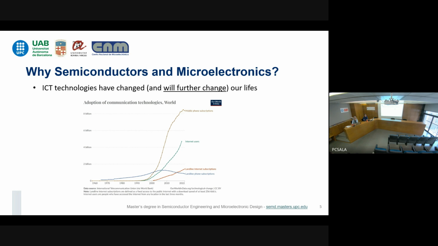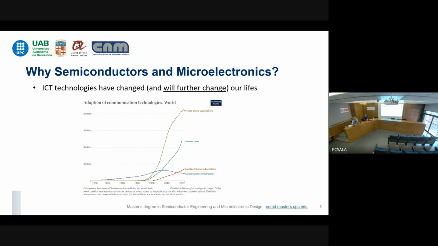This is a reality. ICT technologies are everywhere. Even your washing machine or your dishwasher at home has a lot of sensors and has processing that takes decisions on the amount of water needed or the time of your washing. So all trivial instruments have complex electronics behind them. And this will change further.